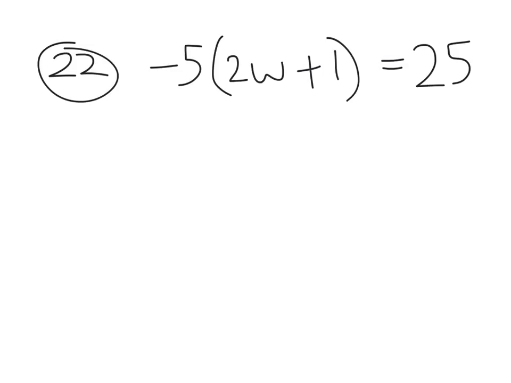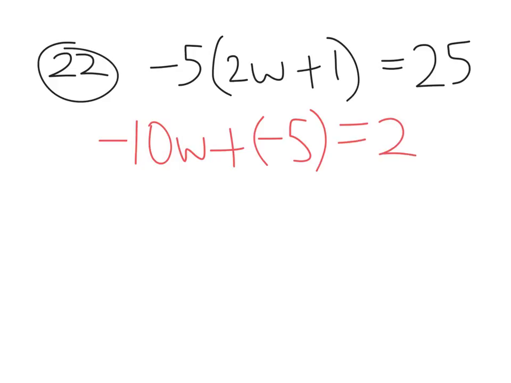Here I got negative 5 times 2w, that's going to be negative 10w. Negative 5 times plus 1, so it's going to be plus negative 5. That's one way you can think about it. It's going to be 25. So I'm going to rewrite that a little bit. It's just going to be minus 5. That's the same thing.